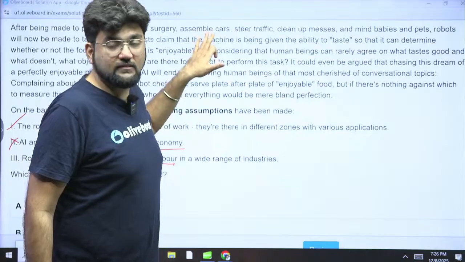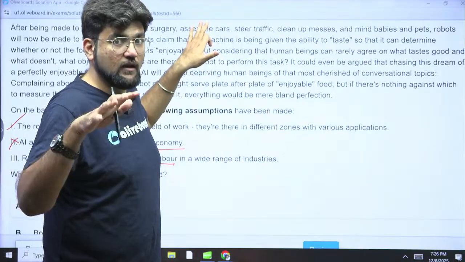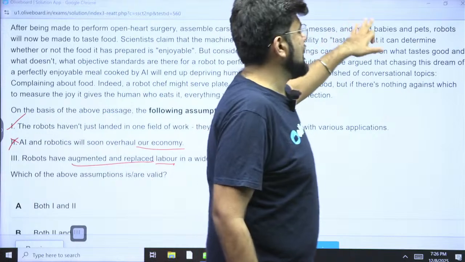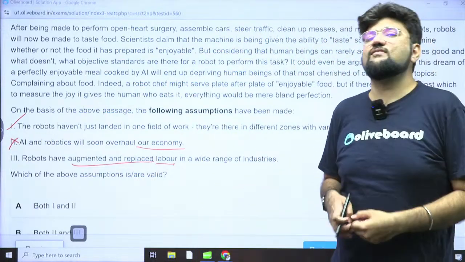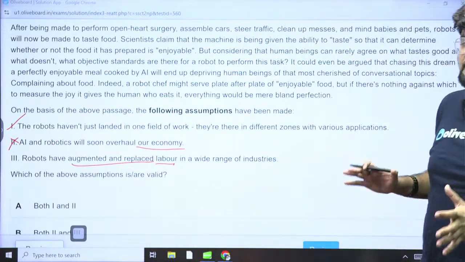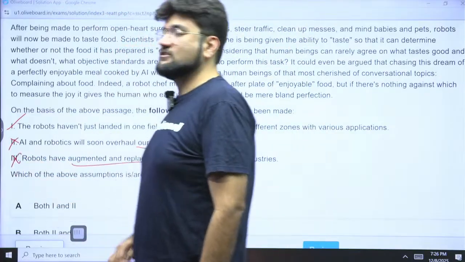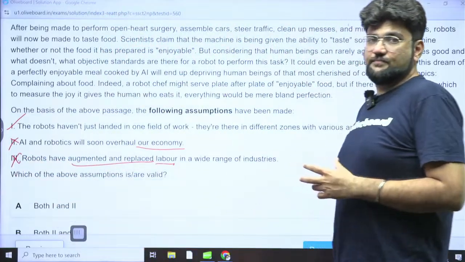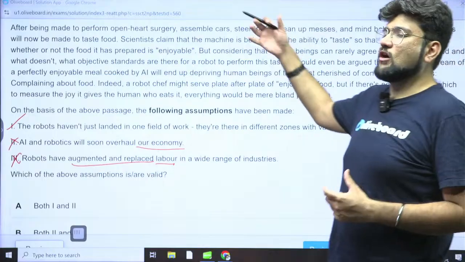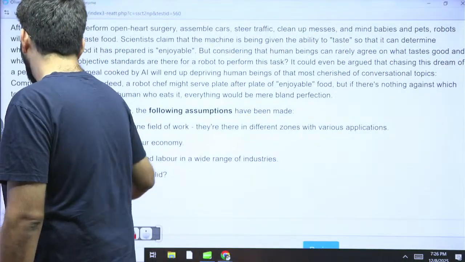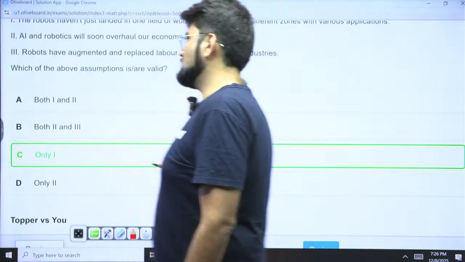Assemble cars, it is not saying that the actual mechanics or people who are responsible are replaced. Okay, steer traffic, clean up messes, mind babies. So these are the places where they have tried the robots. Nowhere has it ever replaced anybody so far. So this assumption is too specific. It's not mentioned in the passage. Okay, not mentioned means not hinted towards in the passage. So my answer is going to be only one. Only one is the correct assumption.